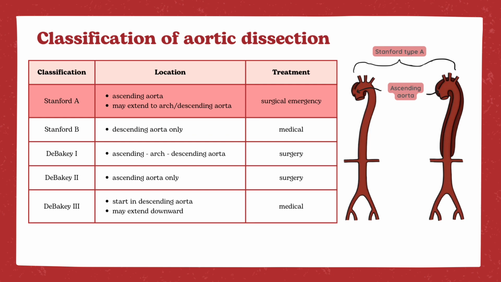For DeBakey 1, the location is at the ascending aorta, then the arch and descending aorta. The treatment also involves surgery. DeBakey 2 is located at the ascending aorta only, treatment also surgery, and lastly for DeBakey 3, it starts in the descending aorta and may extend downward, and it involves medical treatment.